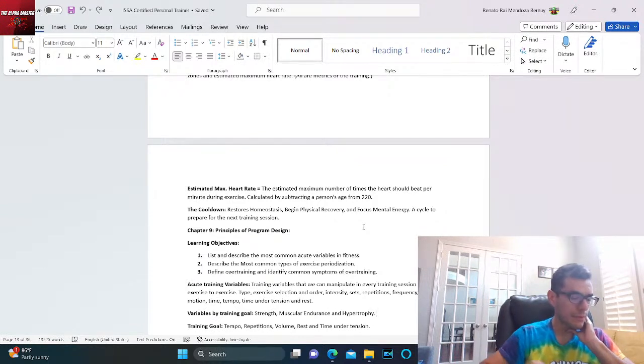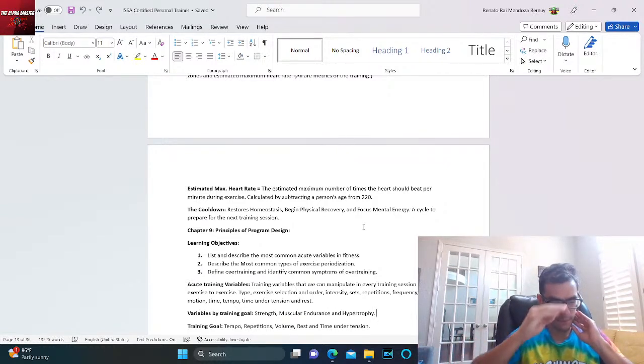For muscular endurance, you have a tempo of 6-0-4-0. Repetitions more than 13. Volume is 1 to 3 sets. Rest from 1 to 2 minutes. And more than 70 seconds of time under tension.